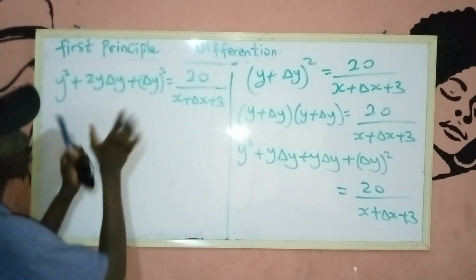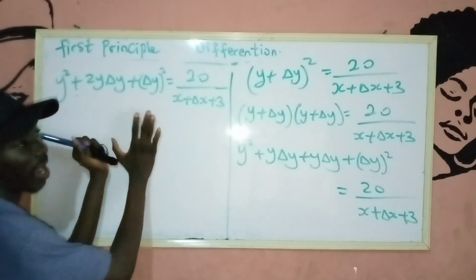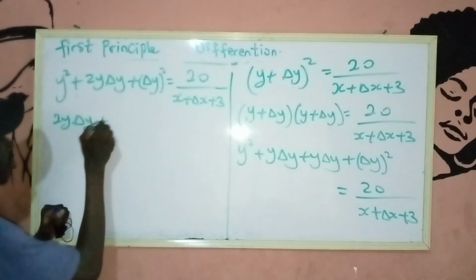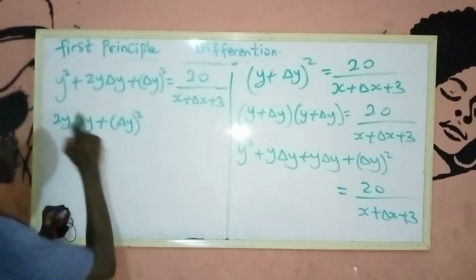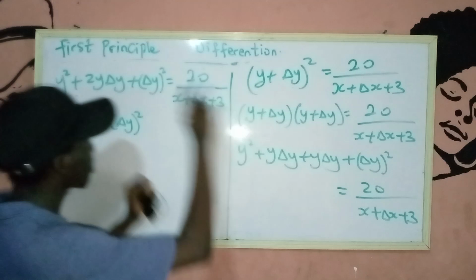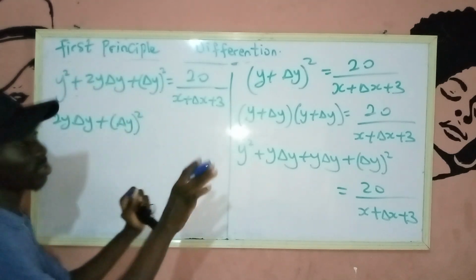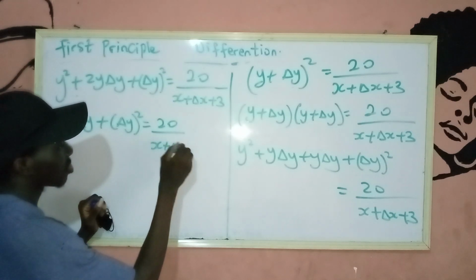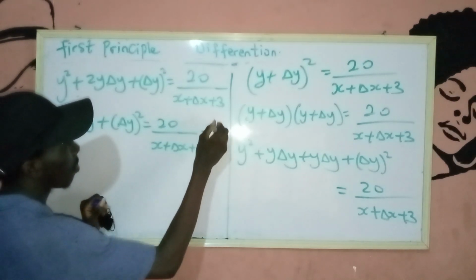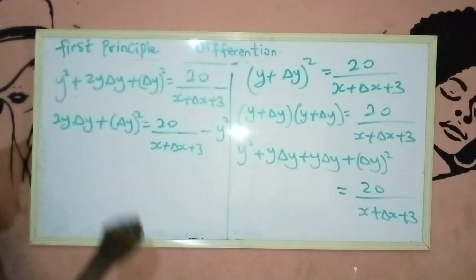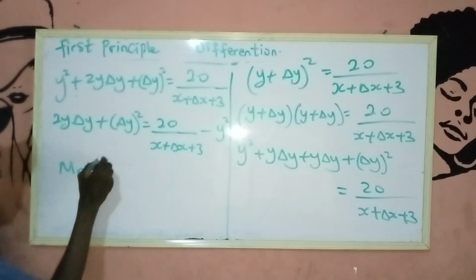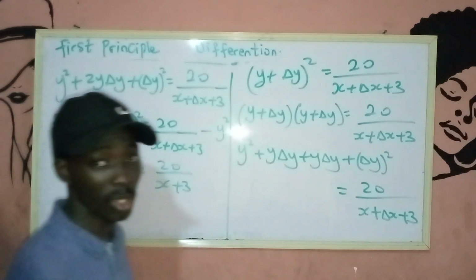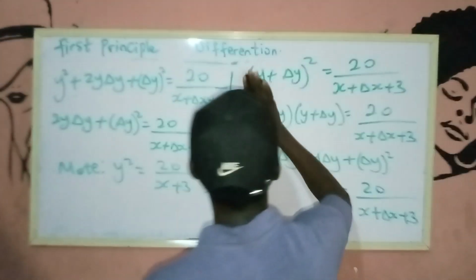What I'll do first of all is, since I have change in y and change in y squared here, I can see it at this side. So I have 2y change in y plus change in y squared. But I bring this y squared to the other side because it contains exactly what is in question. So it's 20 over x plus 3 minus y squared. But note, y squared is equal to 20 over x plus 3 in the question given to you, so I'll be using that.